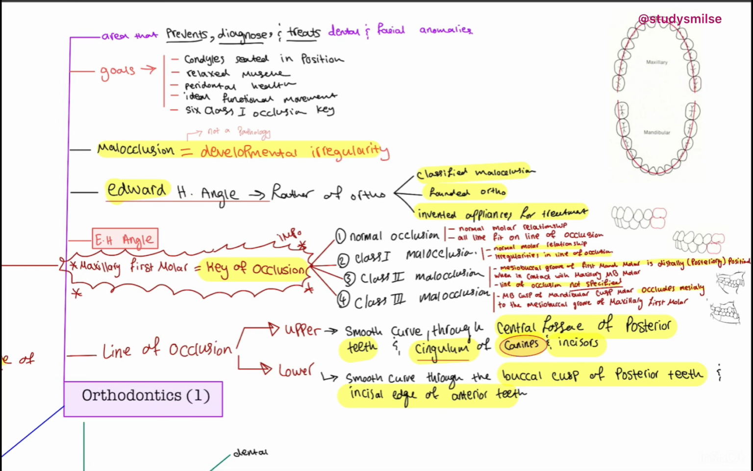And for the lower one, it is a smooth curve through the buccal cusp. Remember this, it's the buccal cusp. So for the upper jaw, it's from the central fossa of the posterior teeth, while for the lower jaw, it's from the buccal cusp of the posterior teeth and incisal edge of the anterior teeth.